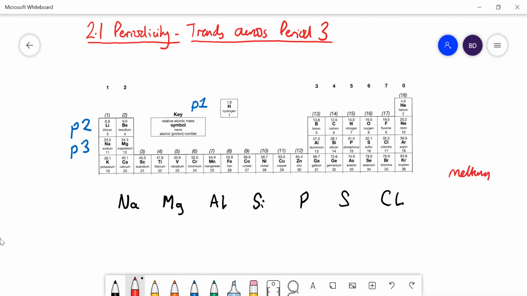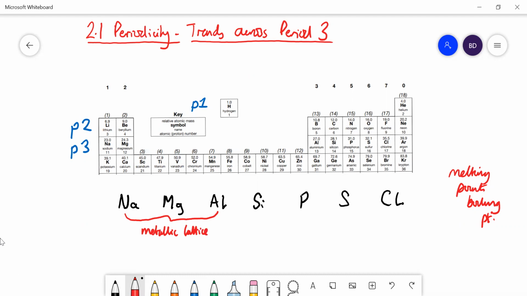Before we do that, we need to think about what kind of structure they are. We're talking about the elements here. Sodium is a metallic lattice, and so is magnesium, and so is aluminium. They all form metals. In a metallic lattice you have positive ions in a sea of negative delocalized electrons, and metals, generally speaking, have fairly high melting points. Quite a strong structure, a lot of energy to break it.